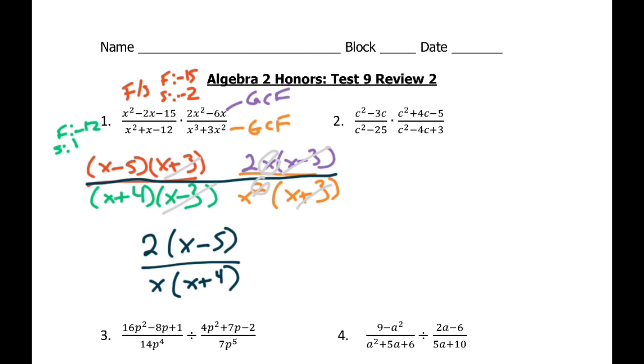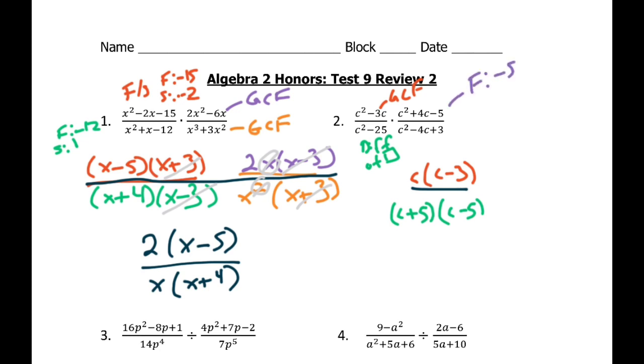Number 2, top right would be a GCF. So I could factor out a c from there. So leaves me with a c minus 3. On the bottom left, I could factor using difference of squares, which, remember, in your two parentheses, you take the square root. One is plus and one is minus. So it'll be c plus 5 and c minus 5.